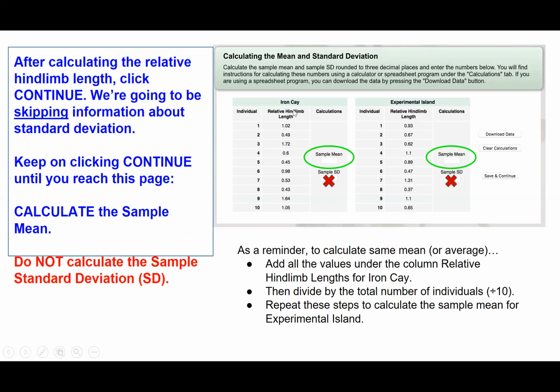So I'm asking you to find the sample mean for the set that you have for your Iron Cay and the set that you have for Experimental Island. So make sure you've written all these things down on your packet so that I can see what data you have that you're using with. Because keep in mind, the computer has a large sample size.